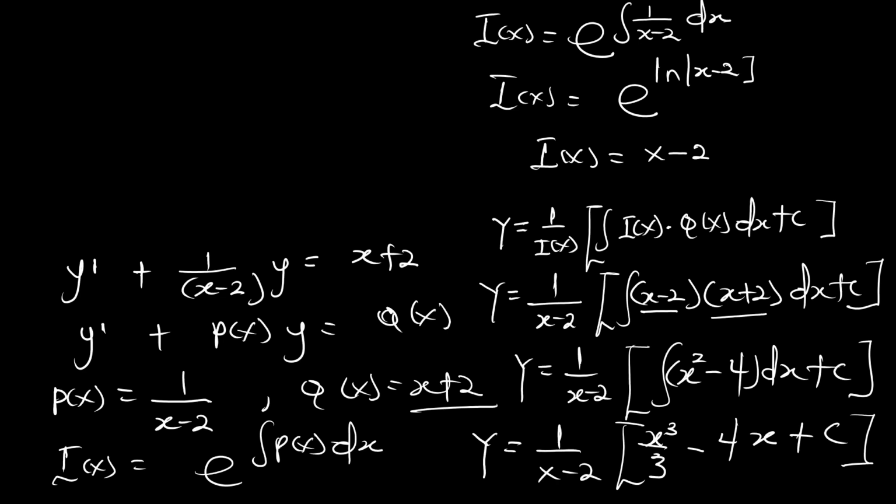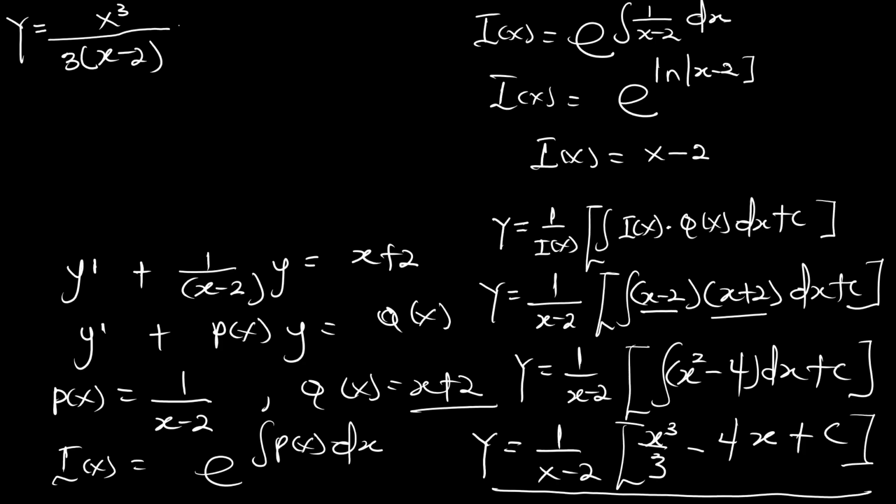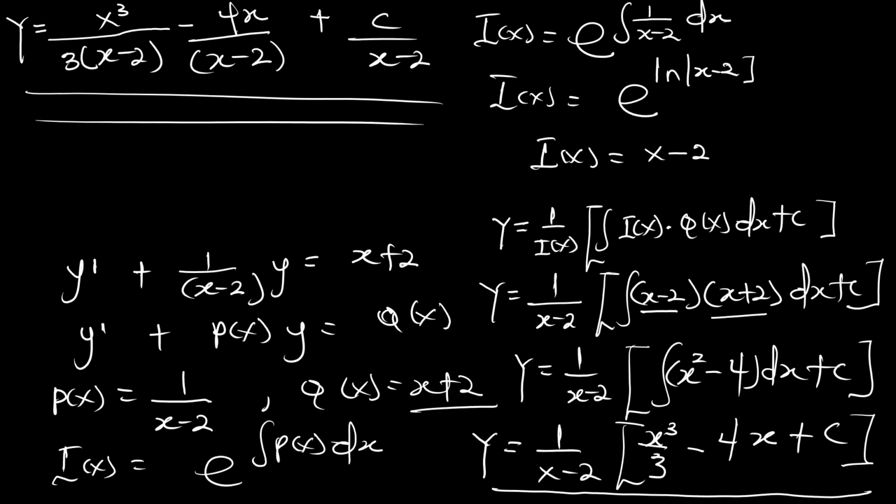Okay, so we have y equals this. Alright, so y can be equal to x cubed, we are distributing, all over 3 multiplying x minus 2, minus 4x all over x minus 2, plus c all over x minus 2. So this becomes our solution to the differential equation. Alright, let's try one more example.